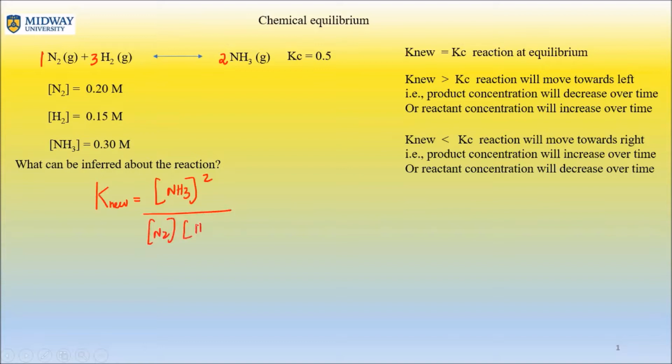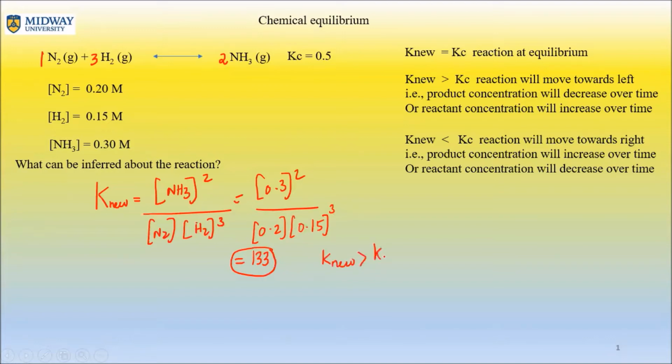But we're doing new concentration, right? So that means we put the new values in. So it'll be 0.3 squared over 0.2 times 0.15 cubed, right? You put that all in the calculator, you get 133. Now clearly K new is greater than Kc, right? That is 113 is greater than 0.5, right?